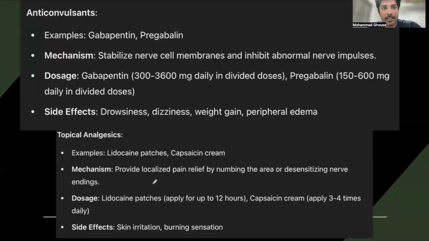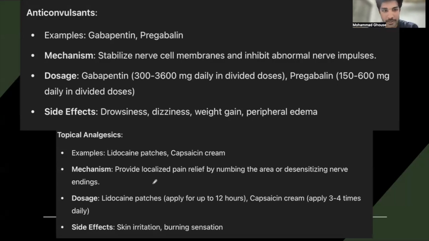We can also use anticonvulsants to stabilize the nerve cell membranes and inhibit the abnormal nerve reflexes or impulses in cases of neuropathic pain. Most commonly, gabapentin can be given for a period of 10 days. This stabilizes the nerve cell membrane, and the neuropathic pain often subsides. Side effects are similar to those of antidepressants, which include drowsiness, dizziness, weight gain, and peripheral edema.